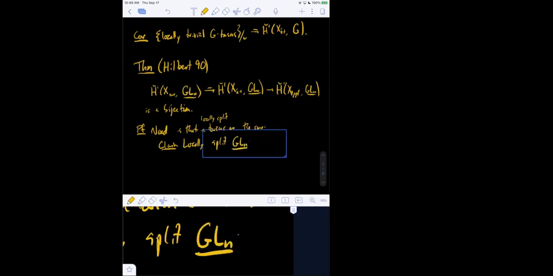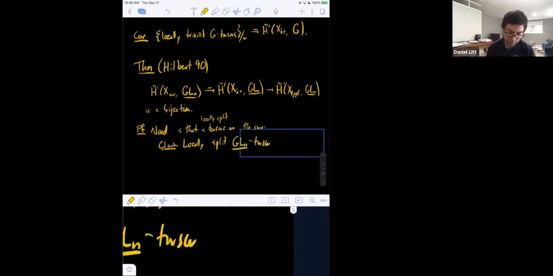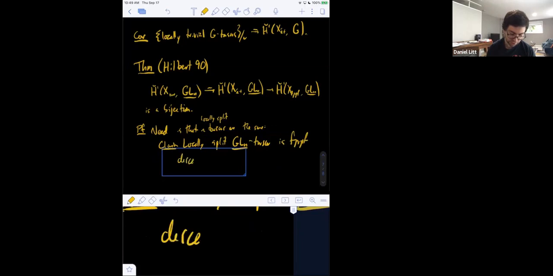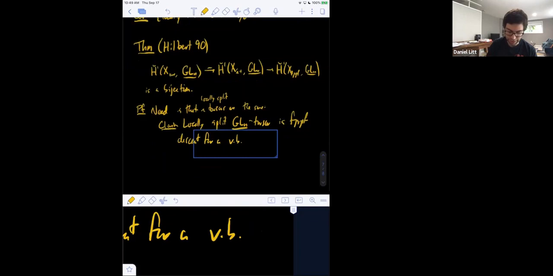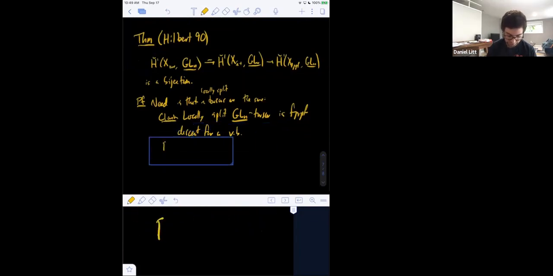Sorry. So I claim that a locally split GLN torsor gives you FPPF descent data for a vector bundle. Okay, and why is that? Well, we just proved it. I mean, we just said it gives us an element of Čech H1, and that is literally descent data. Okay, and now we win, so now we're done by FPPF descent for vector bundles.